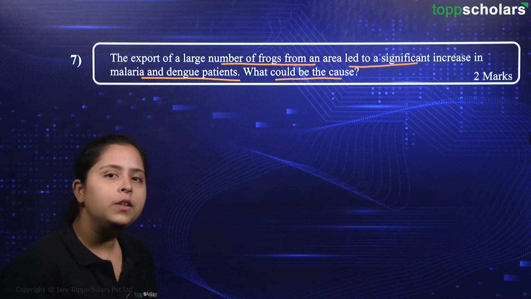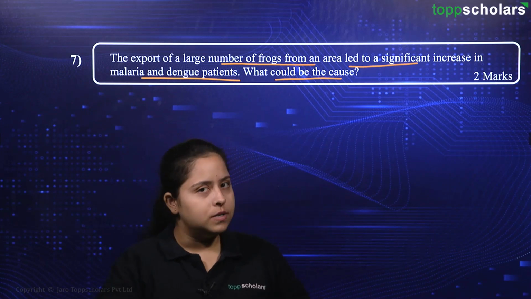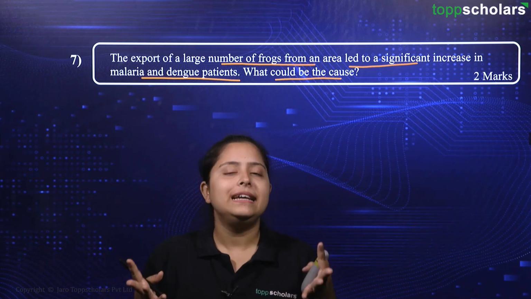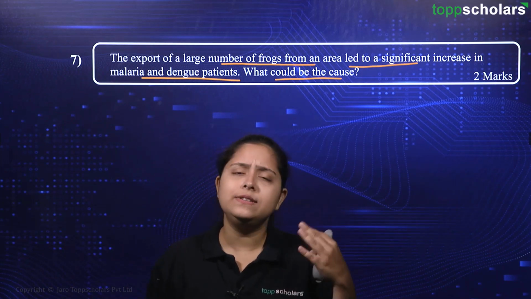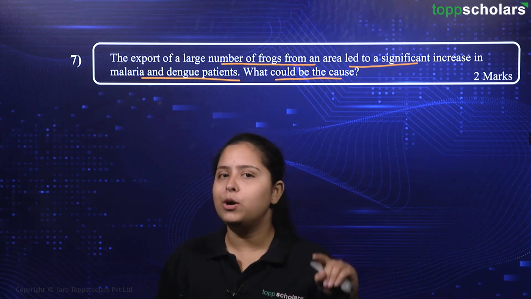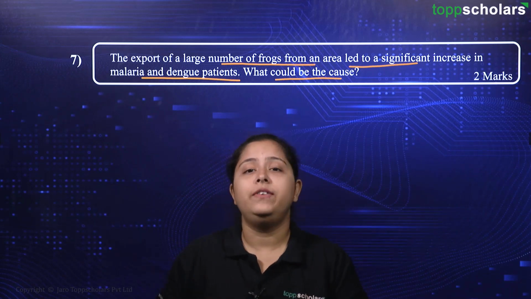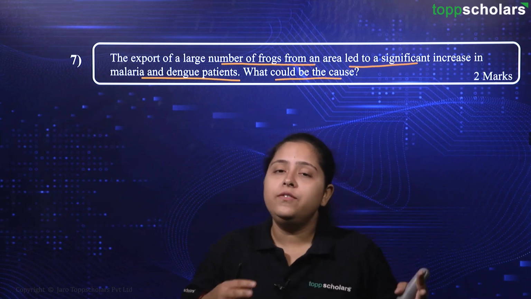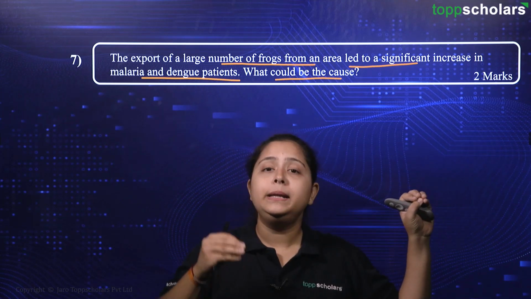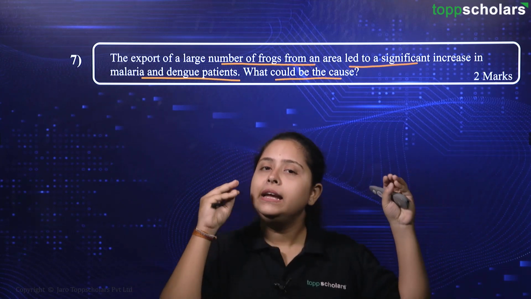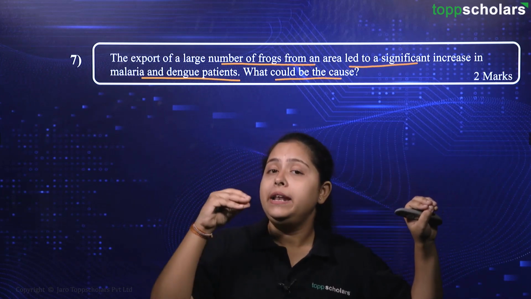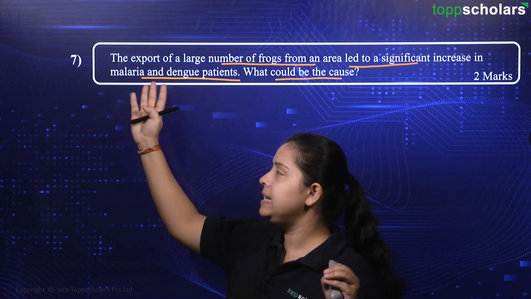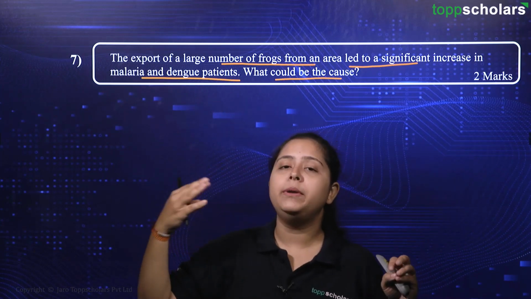Now just imagine, you are just exporting the frogs. So why is the number of patients with malaria and dengue increasing? Yes. If you apply some common sense, you will see that frogs are eating mosquitoes. And mosquitoes are the vectors for these diseases of malaria and dengue. Okay. So whenever you are removing a predator, then the prey's population will increase. Here the predator is the frog and the prey is the mosquito. This mosquito is the vector for this disease, malaria and dengue, that is happening in human beings.